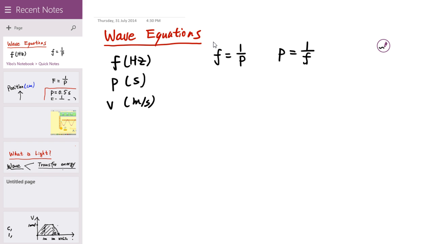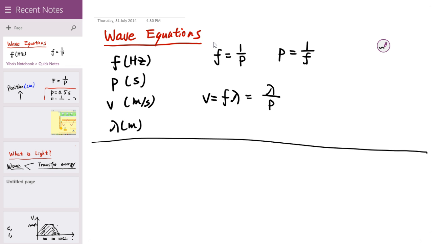Now, in order to find the velocity, the speed of the wave, it will be frequency times the wavelength. Also we have wavelength measured in meters, or wavelength divided by the period. I'll show you why it happens.